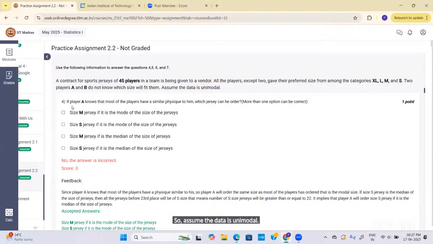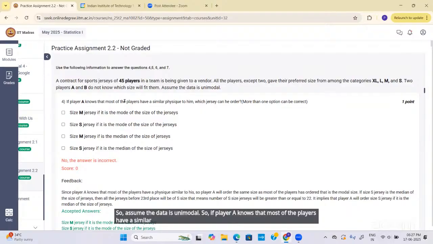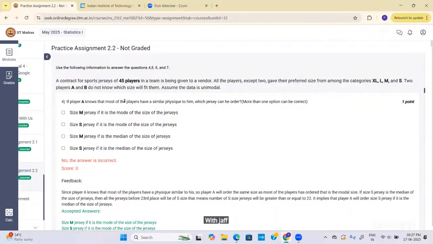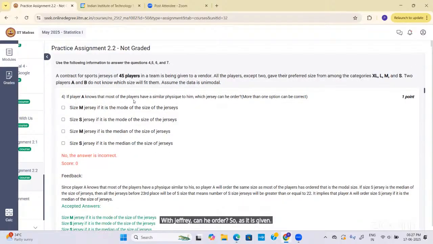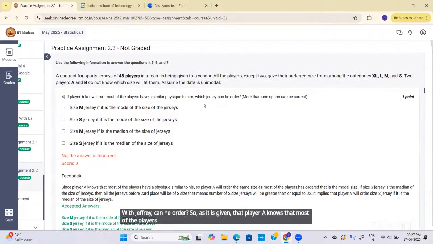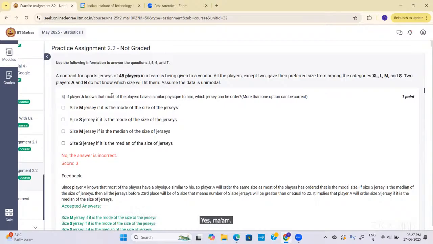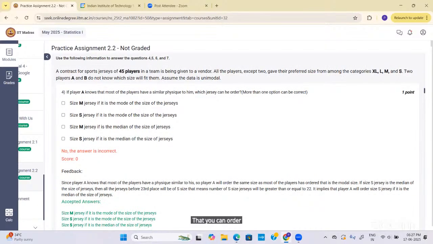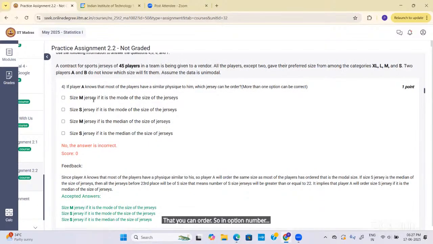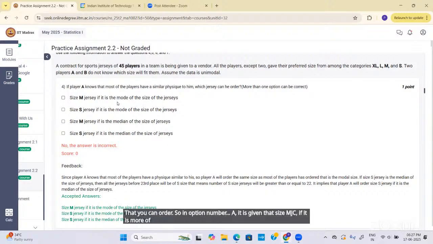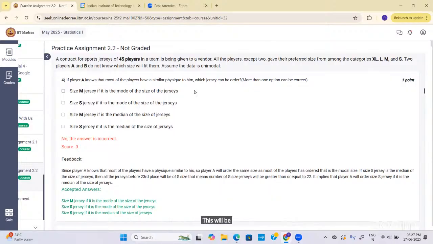If player A knows that most of the players have a similar physique to him, which jersey can he order? So obviously, whatever the mode of the data is, that he can order. So in option A, it is given size M jersey, if it is the mode of the size of the jersey. This will be correct, right?